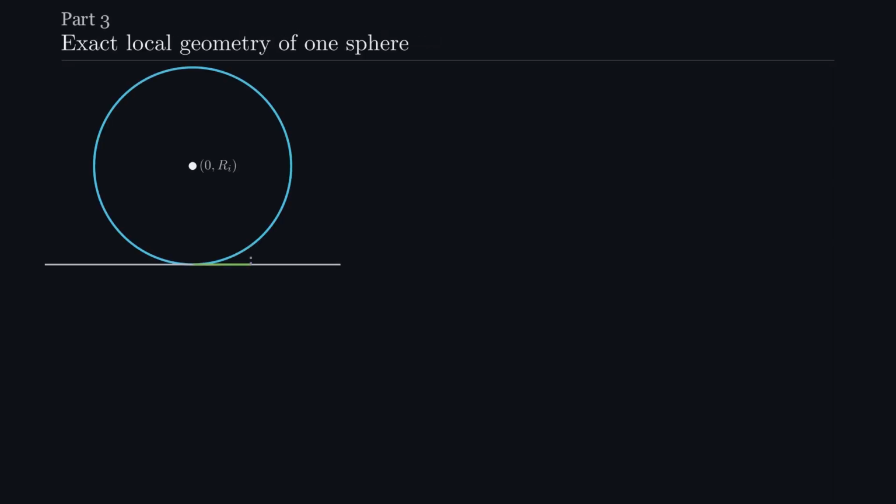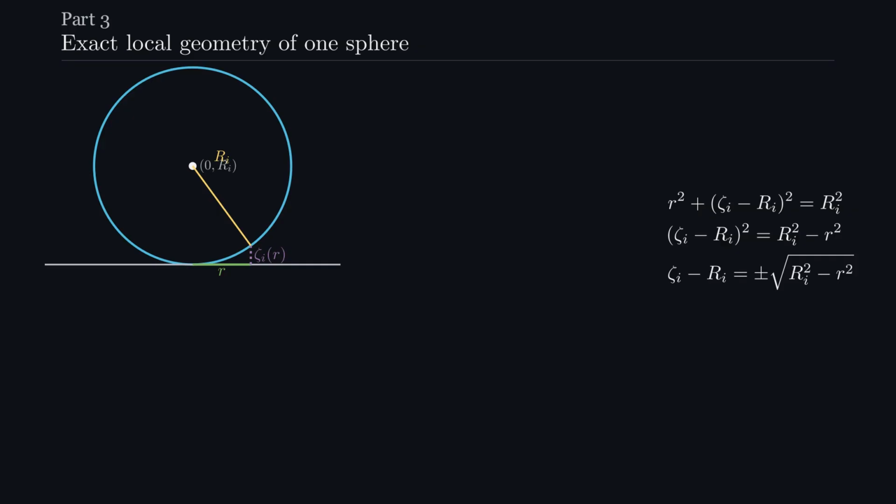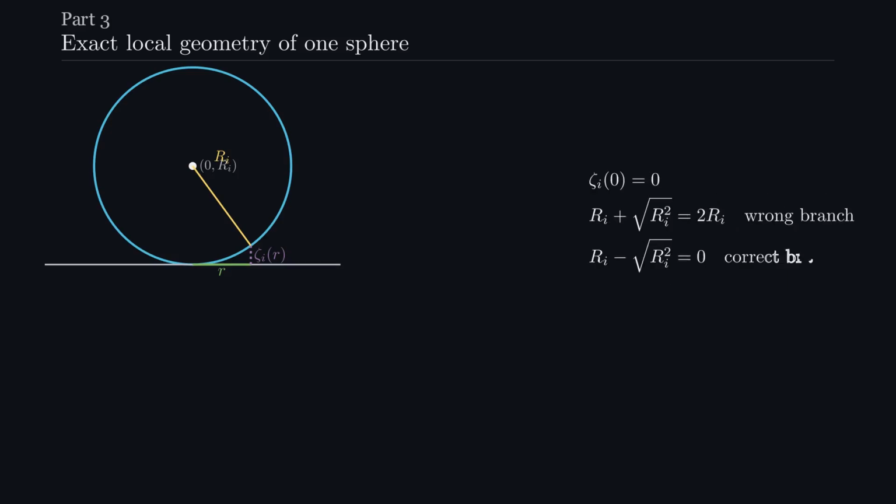The local geometry is just the equation of a circle. Put the first contact point at the origin and the center of the sphere at height Ri. The cross-section satisfies r squared plus (zeta I minus Ri) squared equals Ri squared. Solving gives plus and minus square root branches. At r equals 0, the surface must pass through the tangent point. So zeta I of 0 must be 0.